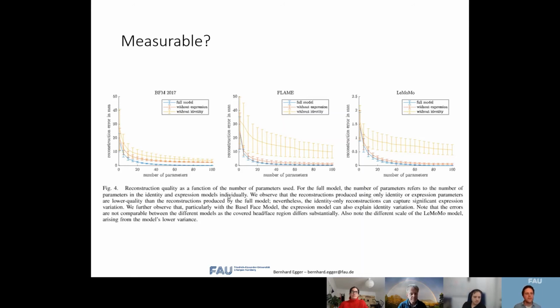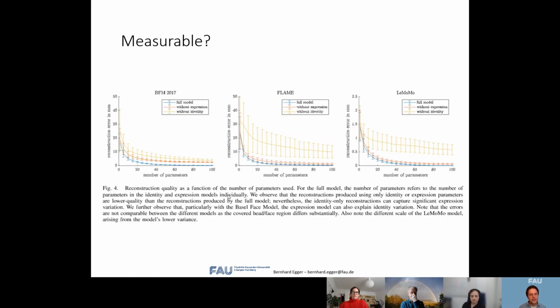And what you can observe is that with only one of the models, either only the identity or only the expression model, we just need some more parameters, but we can reconstruct the face almost as well as with the full model.